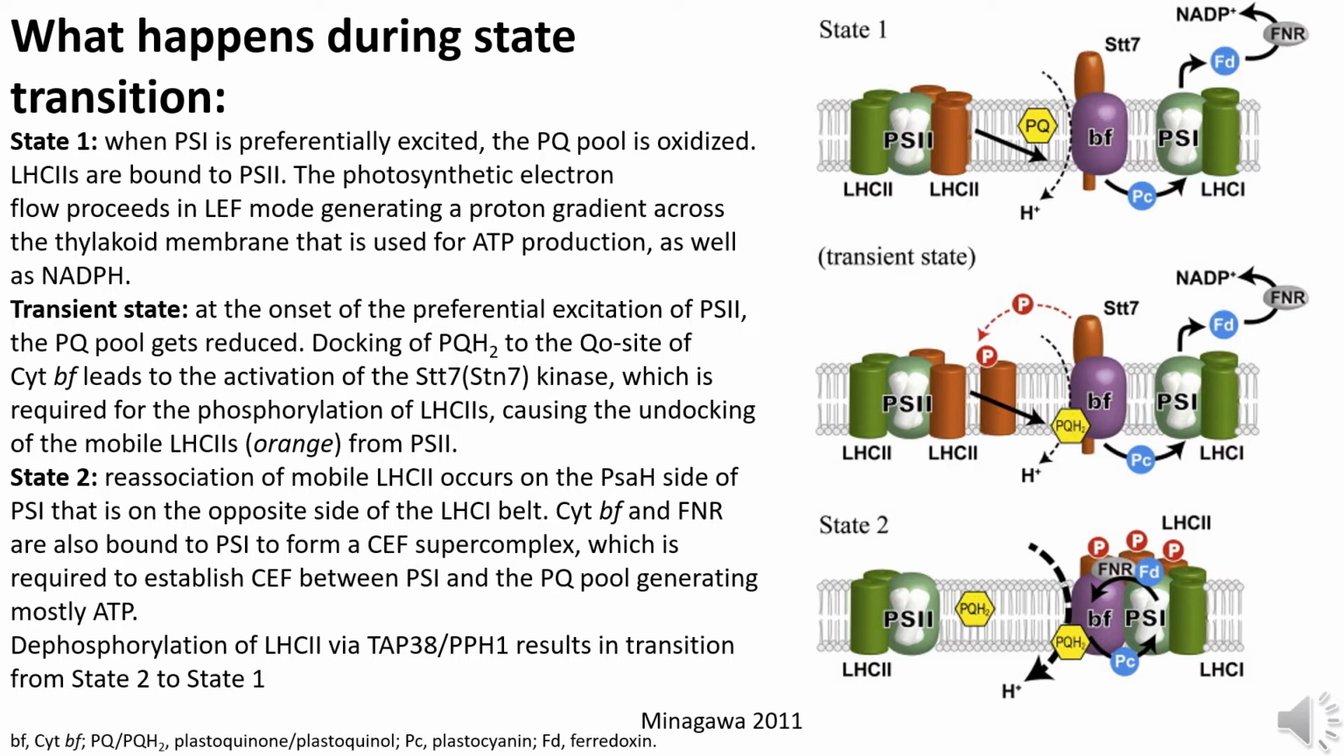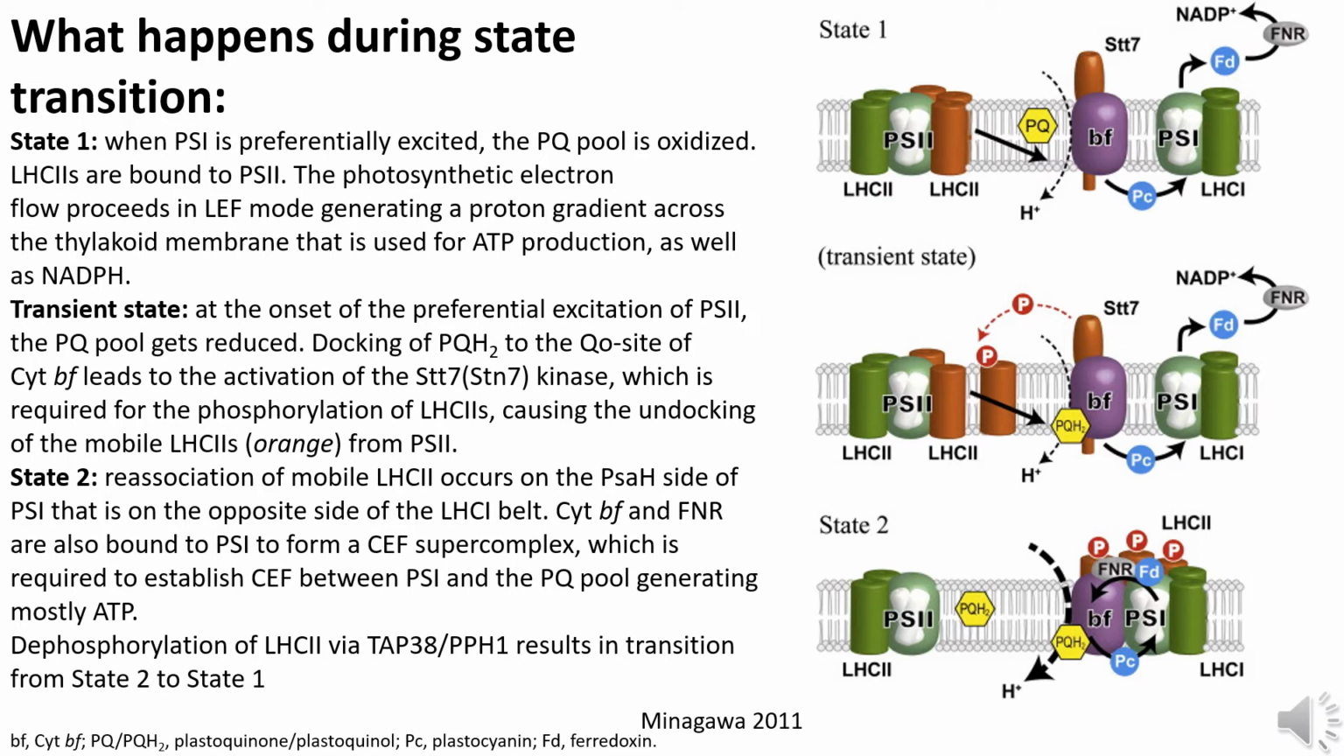During state 1, when photosystem 1 is preferentially excited, the plastoquinone pool is oxidized. Light harvesting complex 2s are bound to photosystem 2. The photosynthetic electron flow proceeds in linear electron flow mode, generating a proton gradient across the thylakoid membrane, which is used for ATP and NADPH production.